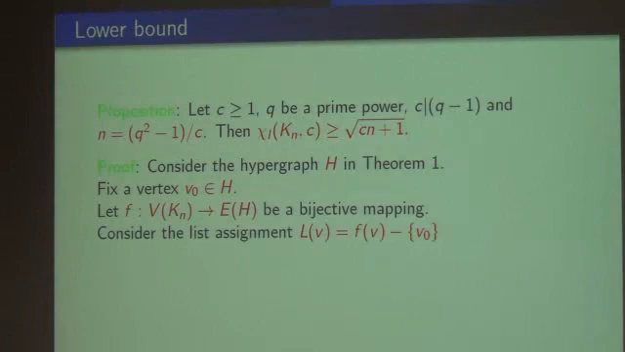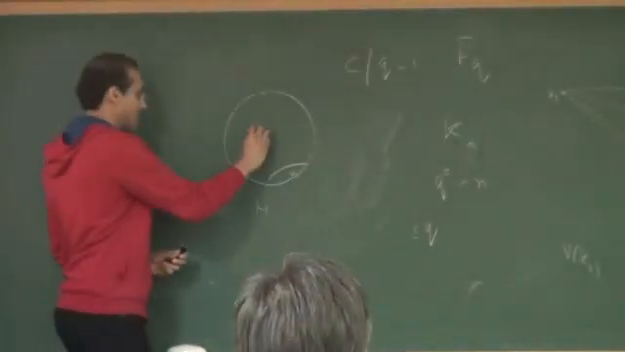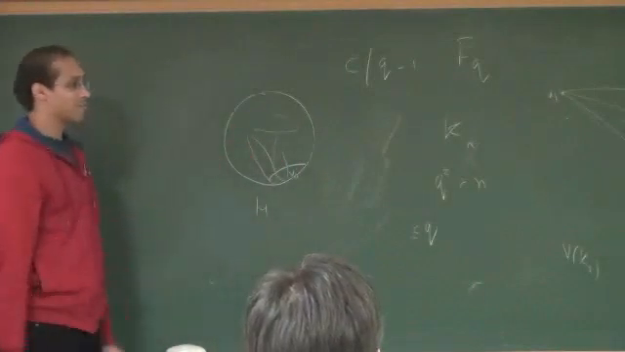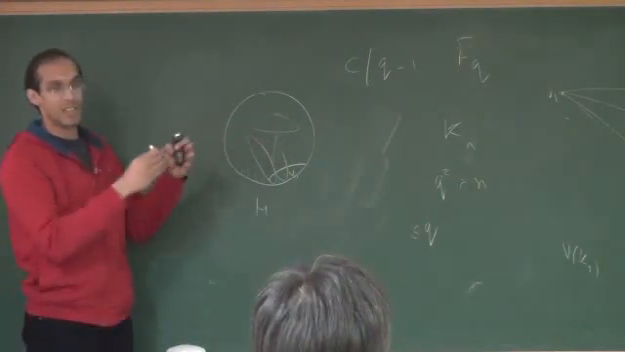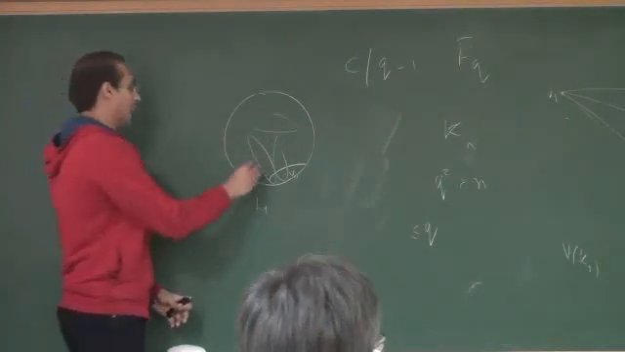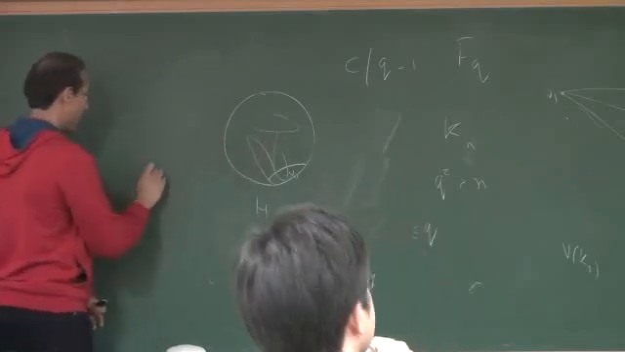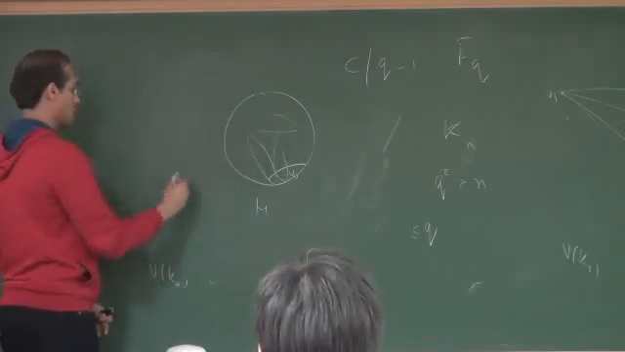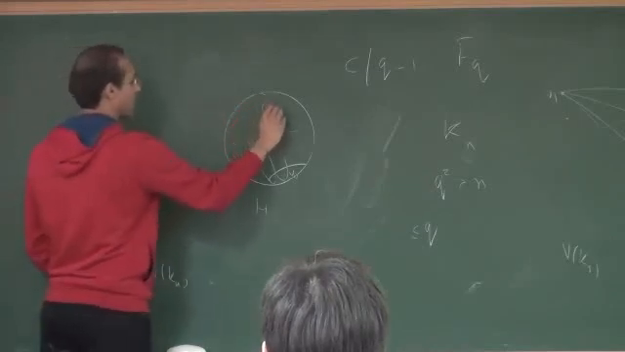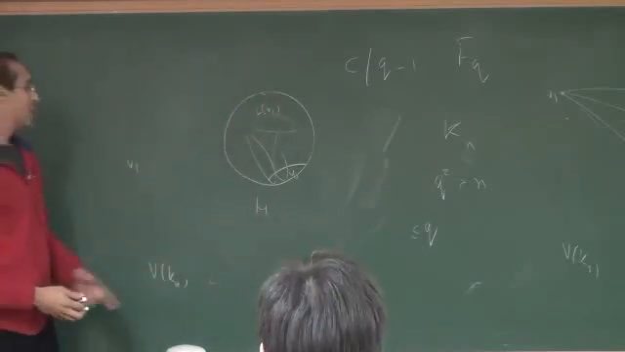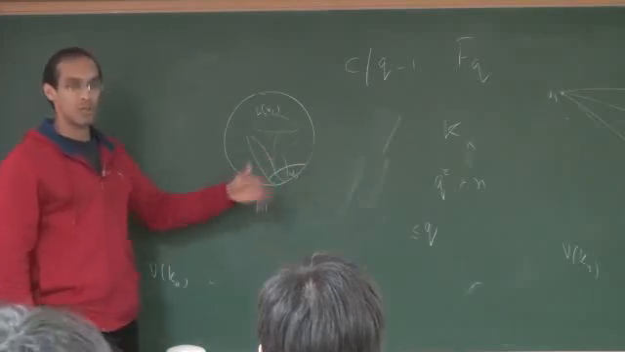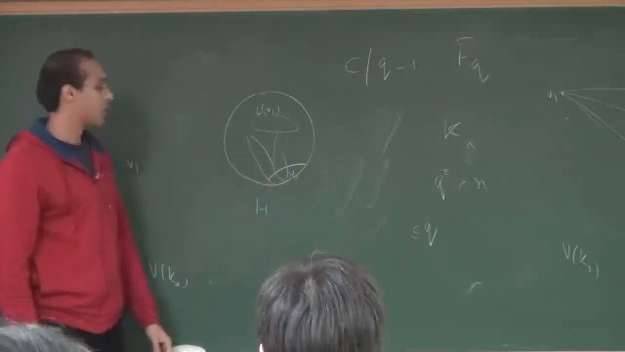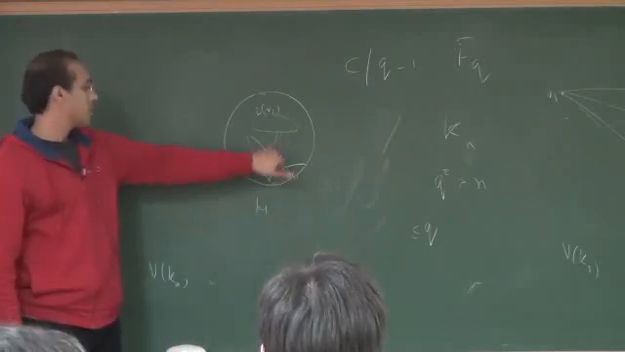So here you have the hypergraph, and you ignore V0, and then you have some edges. They are C separated, which means that they intersect at most C points. And assign for every vertex in the complete graph one edge from here. So for this one you assign L of V1 and so on, except that if you have an edge which intersects V0, you take away this point from that list.